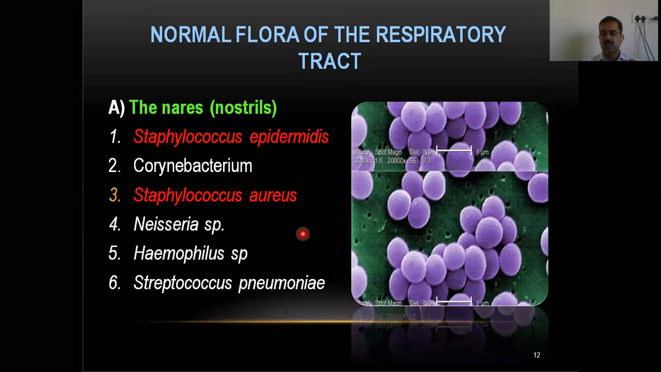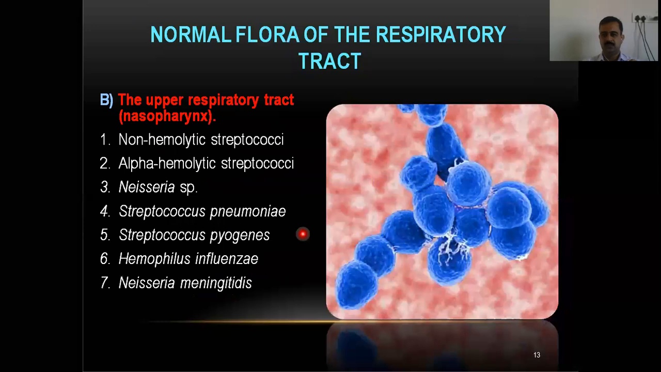Now, inside the respiratory tract, inside the nostrils, so this is the part that is called the nostrils: Staphylococcus epidermidis, Corynebacterium, Staphylococcus aureus, Neisseria, Haemophilus species, and Streptococcus pneumoniae. In the upper respiratory tract, the nasopharynx: non-hemolytic streptococci, alpha hemolytic streptococci, Neisseria, Streptococcus pneumoniae, Streptococcus pyogenes, Haemophilus influenzae, and Neisseria. So these are all organisms that are associated with the upper respiratory tract.